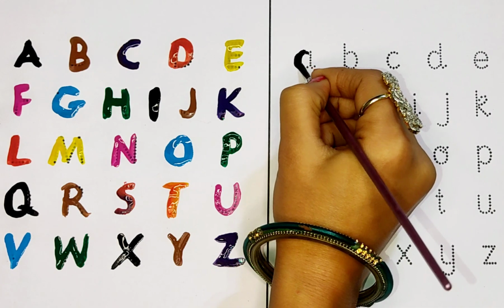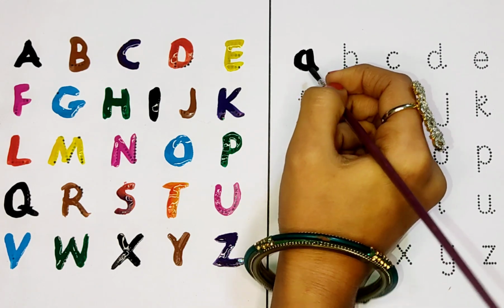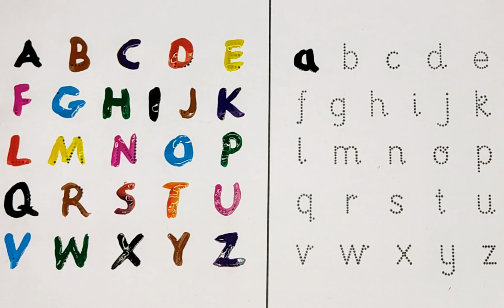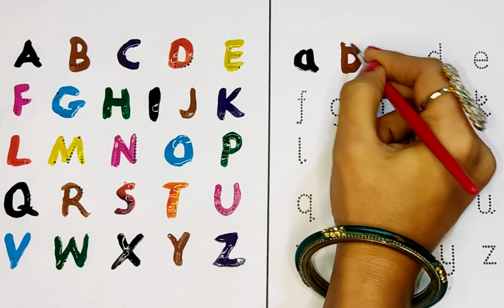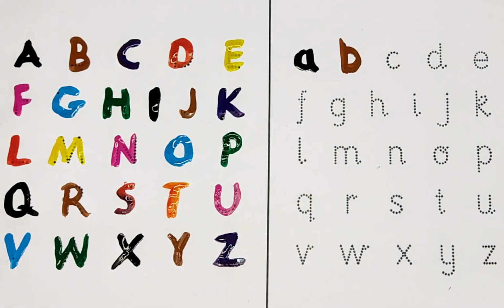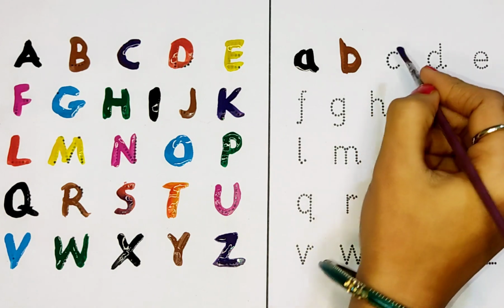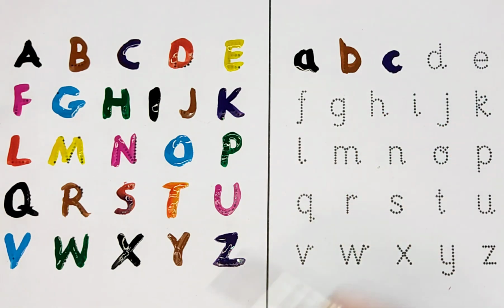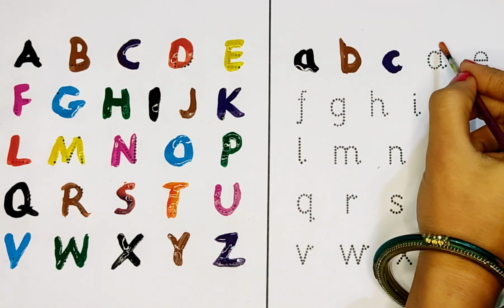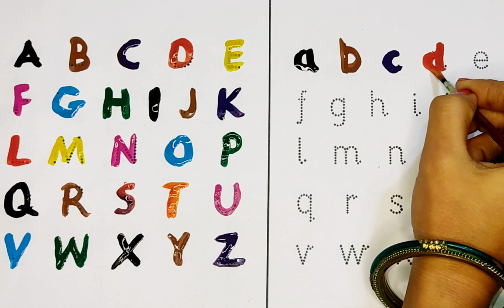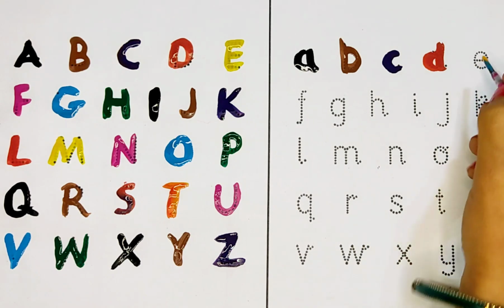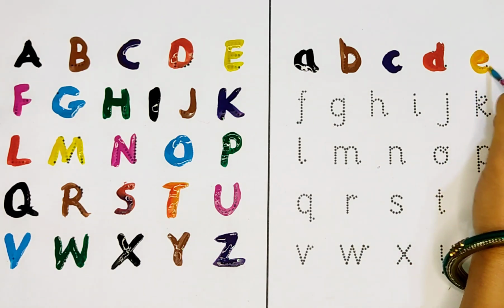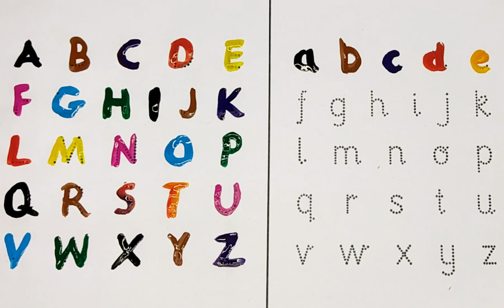A. A for apple. B. B for ball. B for basketball. C. C for cat. C for catfish. D. D for doctor. E. E for eagle.